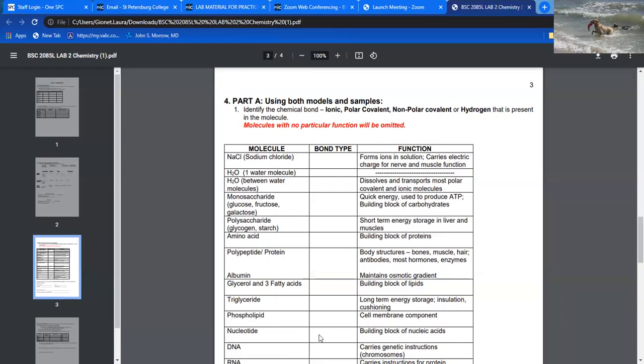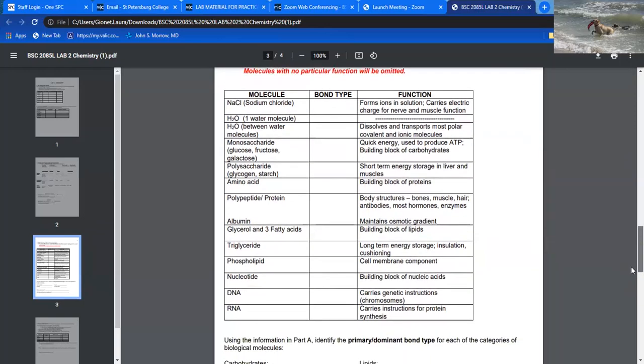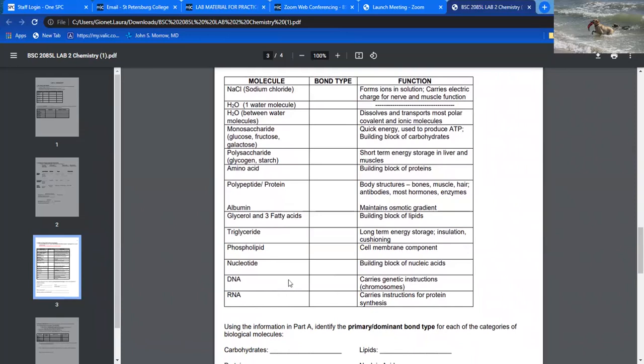Okay, nucleotides, polar covalently bonded, building blocks of nucleic acids, DNA and RNA. Right? These are the macromolecules of our nucleic acids. Both are polar covalently bonded. In the center of DNA, there is hydrogen bonding that occurs there. So maybe center of DNA, you can write hydrogen bonds, and they carry genetic instructions.